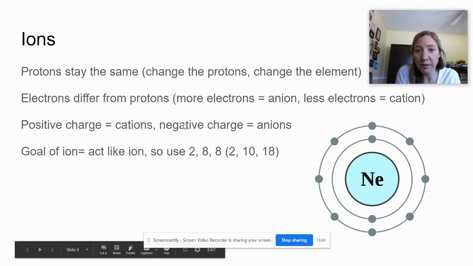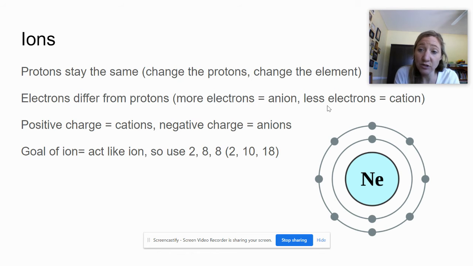A little reminder: if you have extra electrons, more electrons than protons, that's an anion. And if you have less electrons than protons, it's a cation. Another way to look at that is positive charge: if it has a +1, +2, +3, something like that, that's a cation. If it has a -1, -2, -3, that's an anion. So those are ways to tell those apart as well.